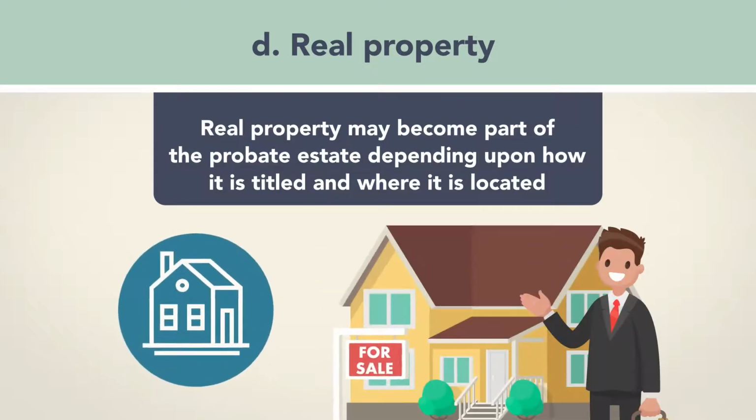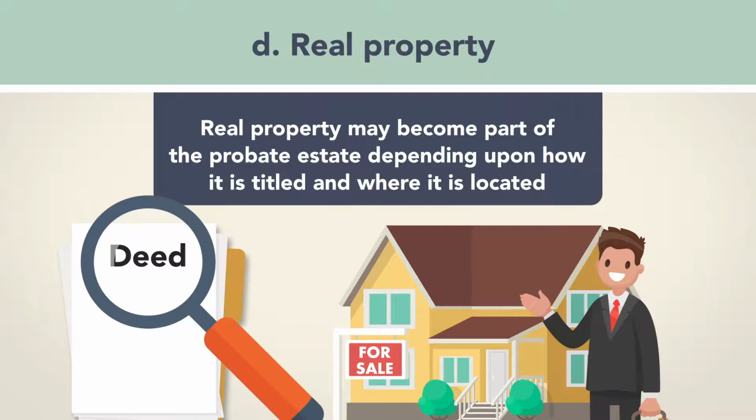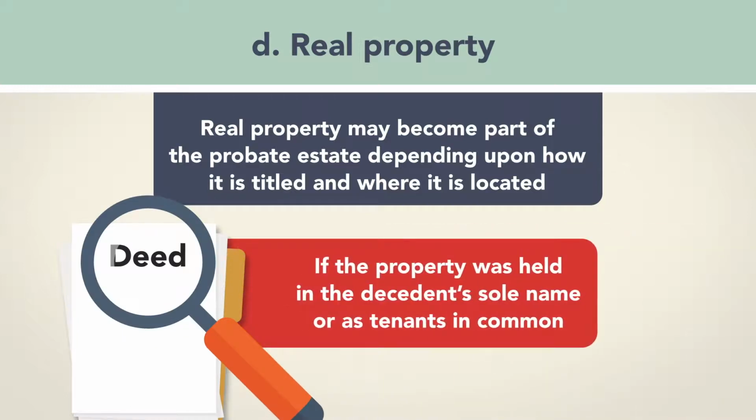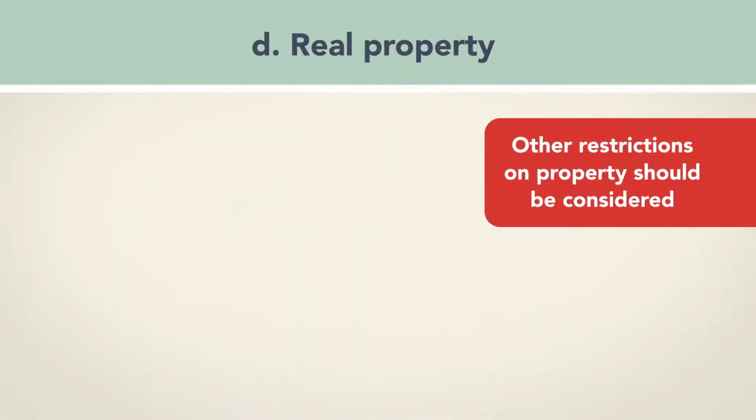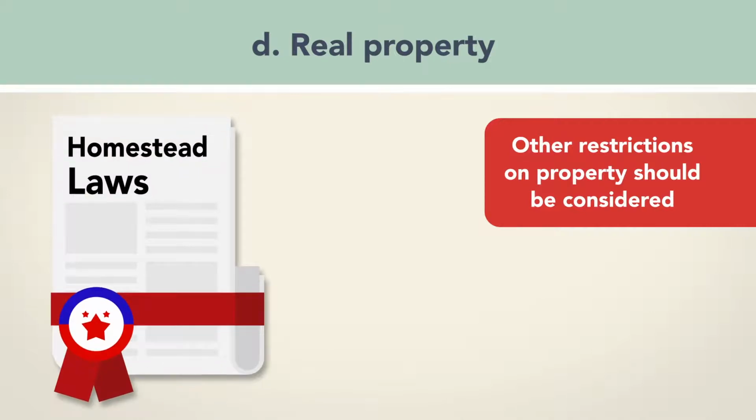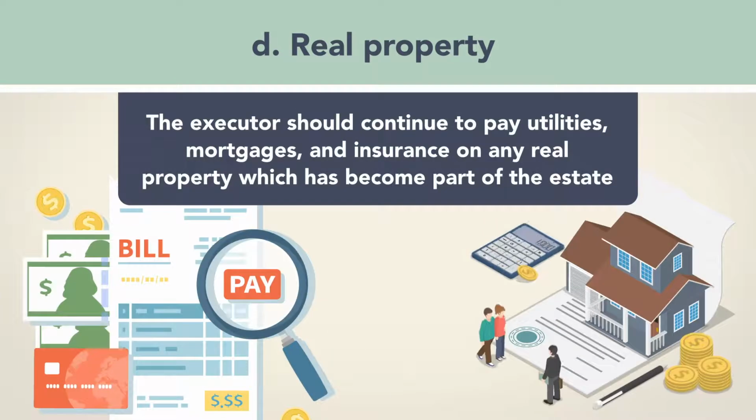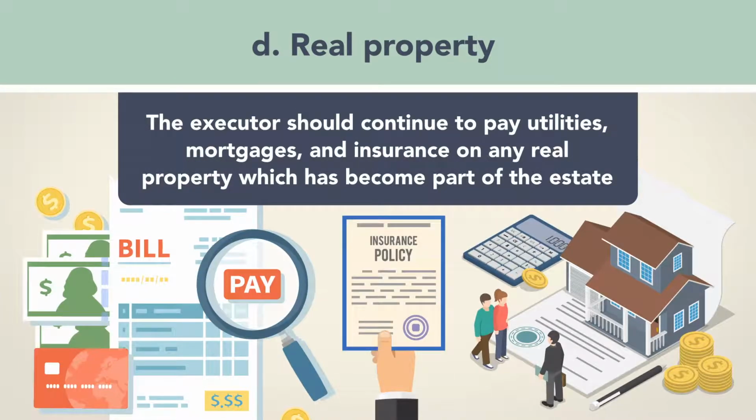D. Real property. Real property may become part of the probate estate depending upon how it is titled and where it is located. Deeds should be examined to determine if the property was held in the decedent's sole name or as tenants in common, which may subject some part or all of the property to probate. Other restrictions on property should be considered, such as homestead laws, which might control disposition of the property other than in accordance with the will. The executor should continue to pay utilities, mortgages, and insurance on any real property which has become part of the estate until the property is sold or transferred.